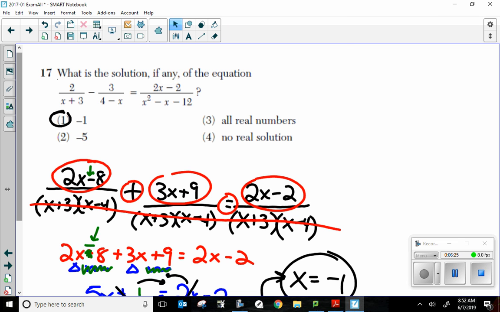But if you didn't know how to do that, you could still just plug this in for all your x's. If you plug in for these x's, this side should be the same thing if I plug -1 in for those x's. They should be the exact same quantity. All right, and that's how you could tell.